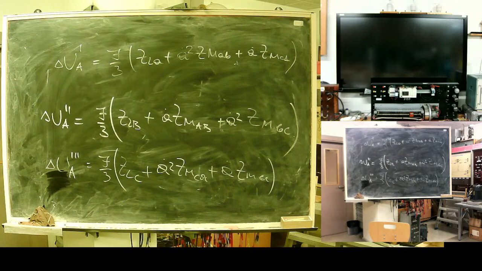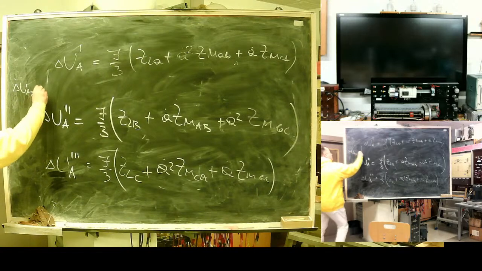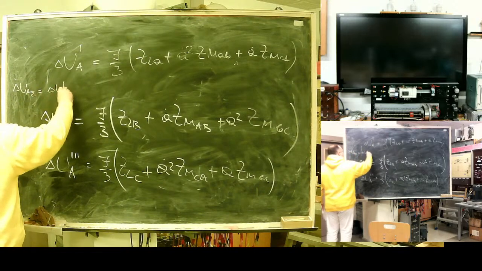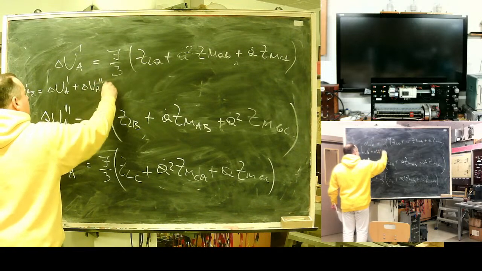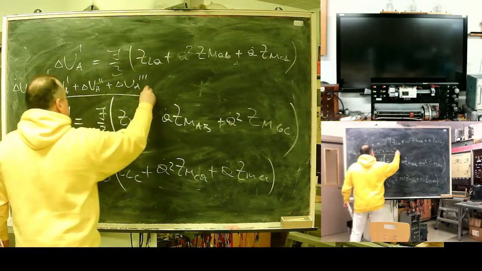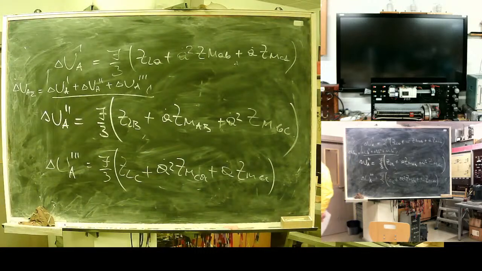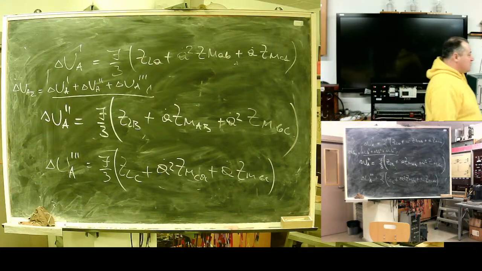Complete voltage drop for the full transposed line will be delta UA1 plus delta UA2 plus delta UA3, the sum of the voltage drops from all transposition line segments.